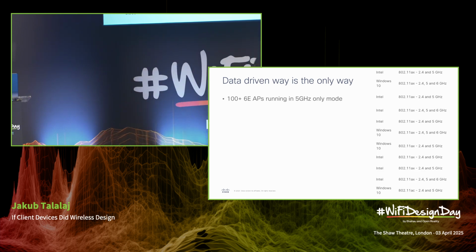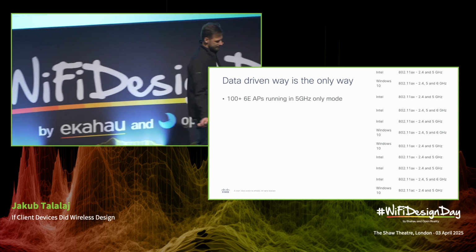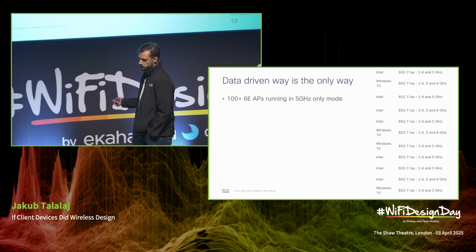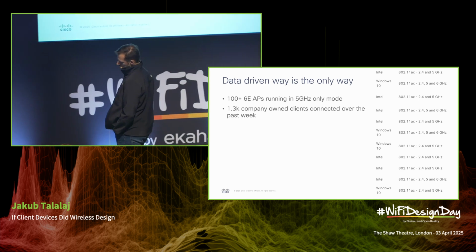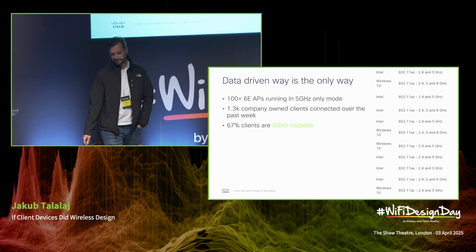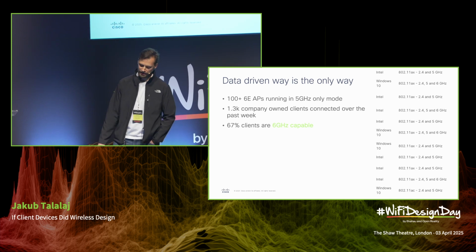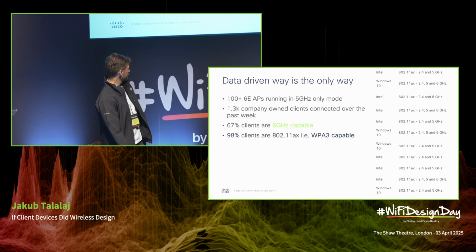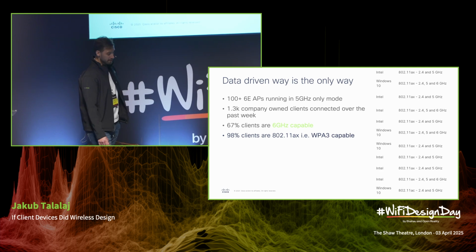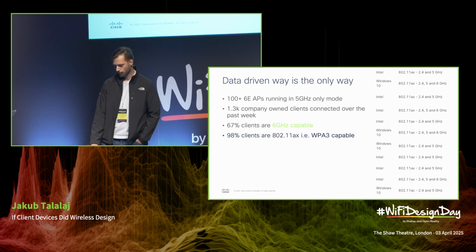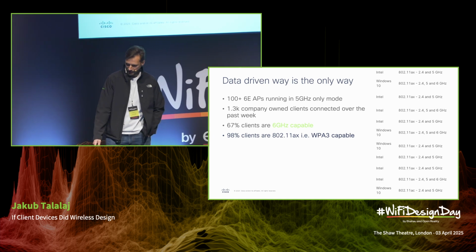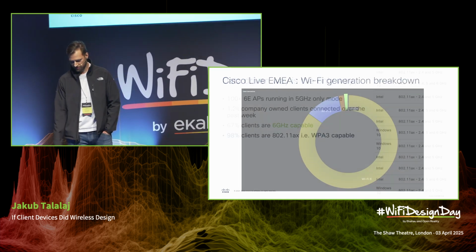So that network: 100 plus APs capable of 6 gigahertz running in single 5 gig mode, over 1,000 corporate devices connected over the week, 70% of them 6 gigahertz capable, 98% of them WPA3 capable, right? Because WPA3 is mandated by the 11ax certification. Those numbers speak for themselves. Basically, we built a bulletproof case study for them to actually switch on 6 gigahertz.